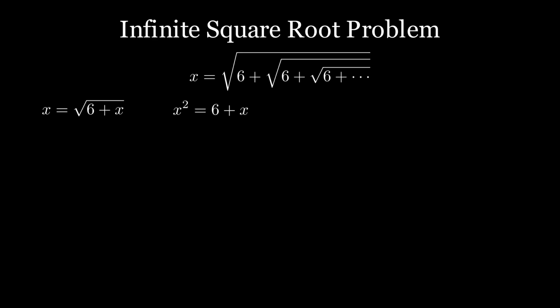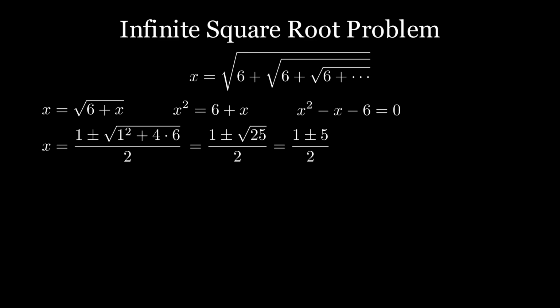Now square both sides of the equation. Bring all terms to one side to form a quadratic equation. Apply the quadratic formula. Simplify the expression under the square root. So the possible values for x are 3 or -2. But since x must be positive, the final answer is 3.